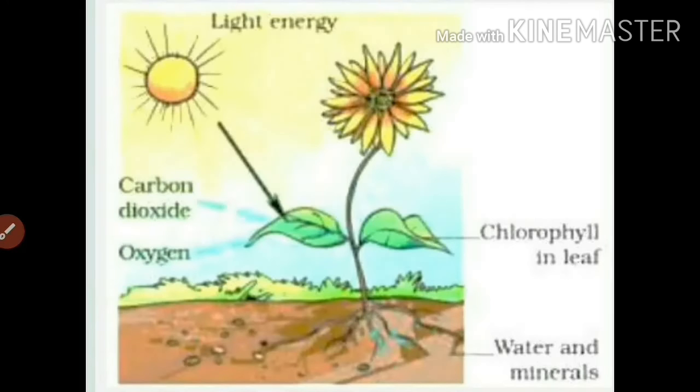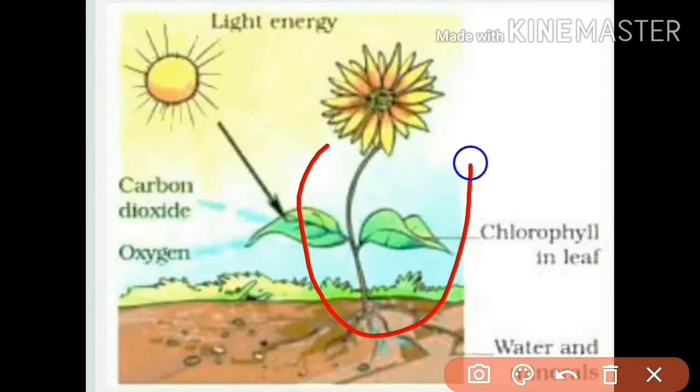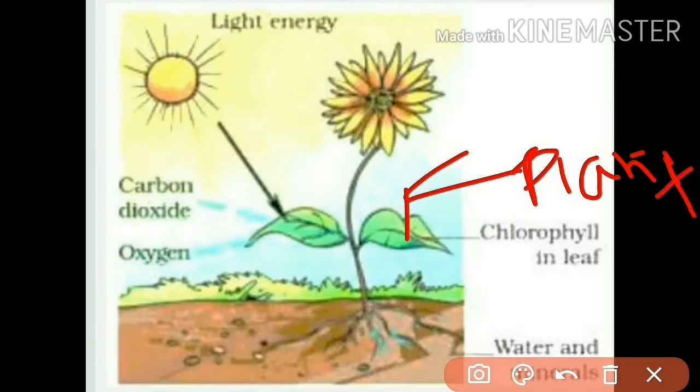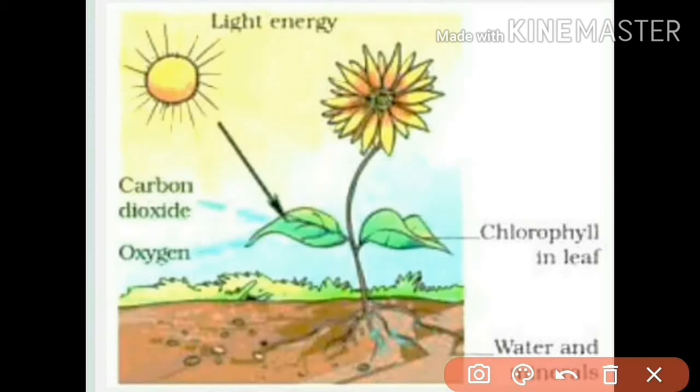You can see a picture of a plant. See, this is a plant. This is a picture of a plant. See, sunlight gives the light energy. How is the light energy taken by the plant? There are green pigments in the leaf, which is the chlorophyll. Here, these green pigments in the leaf, this is chlorophyll, which traps the sunlight.